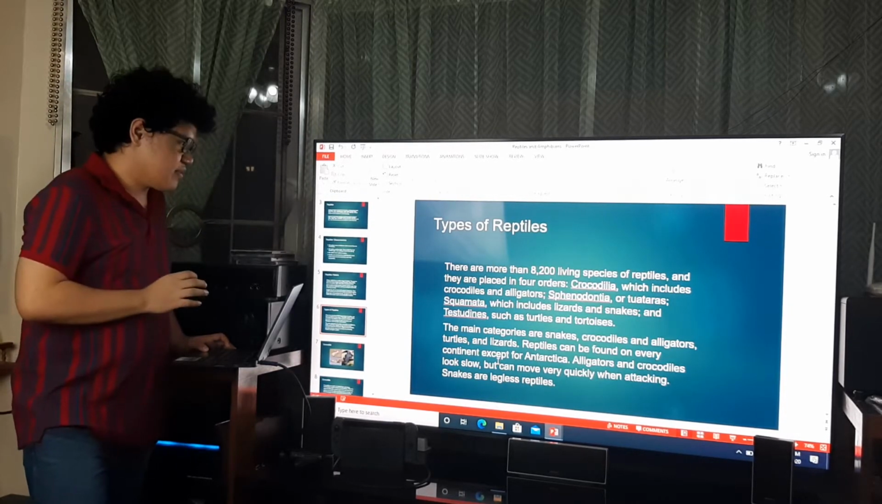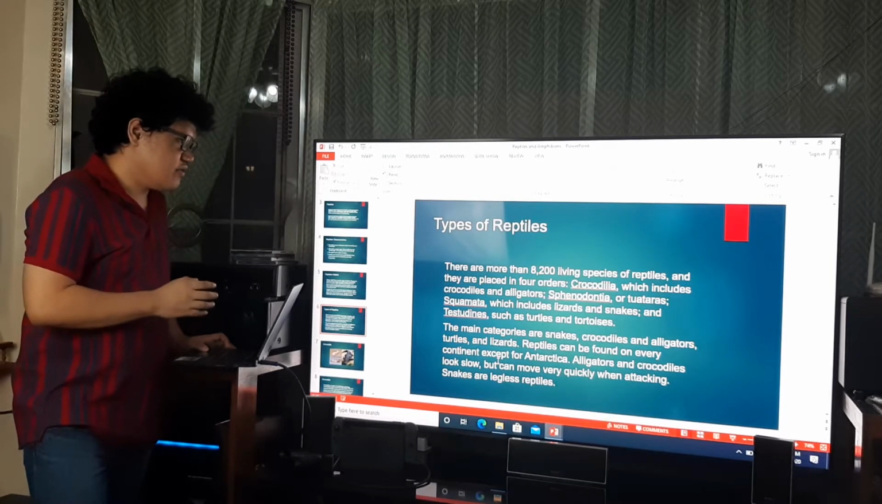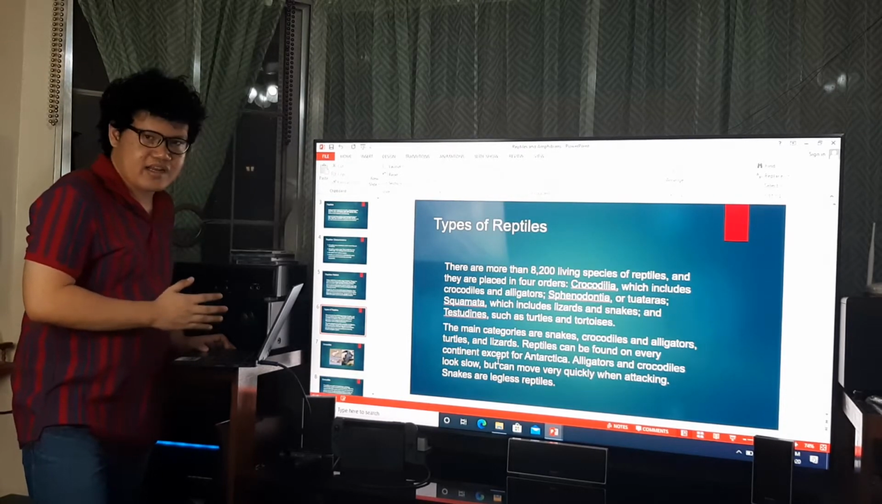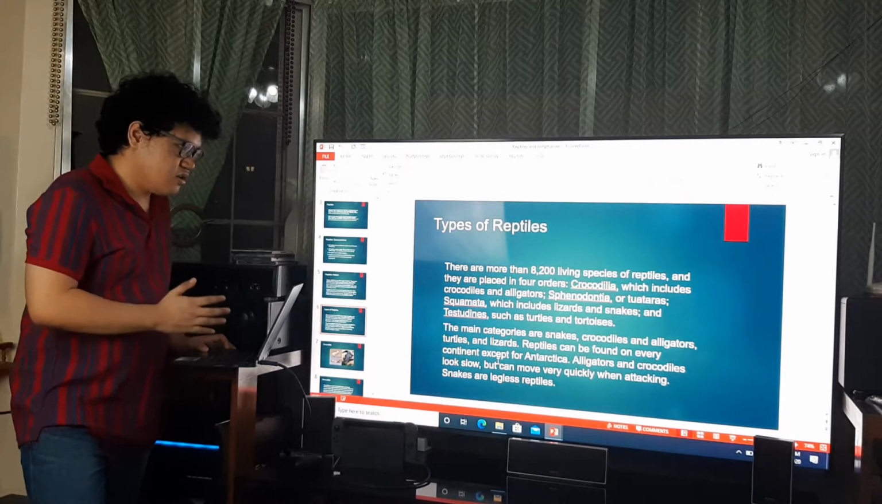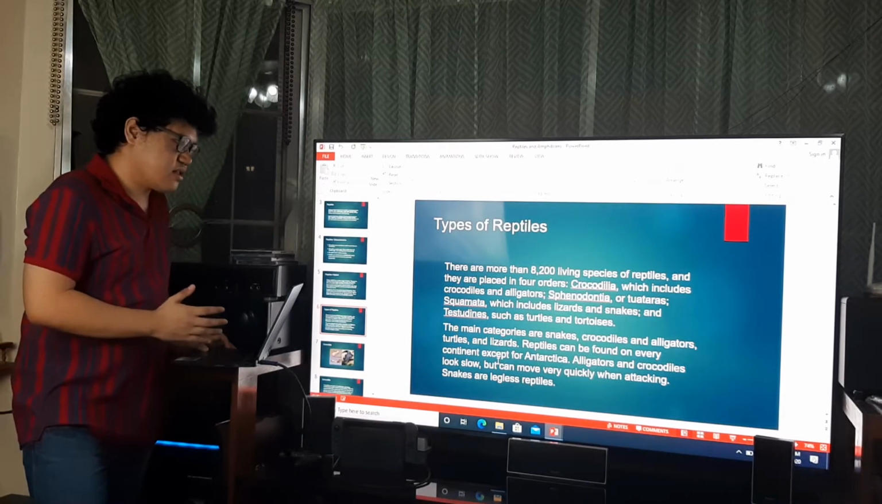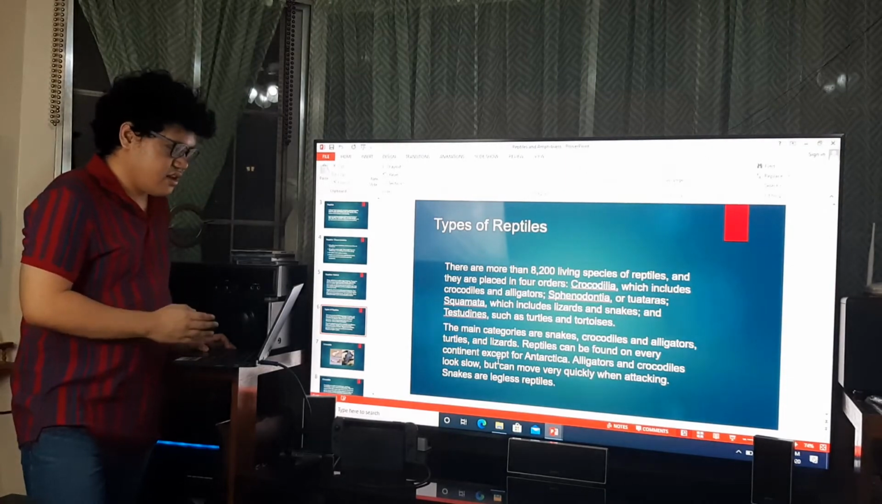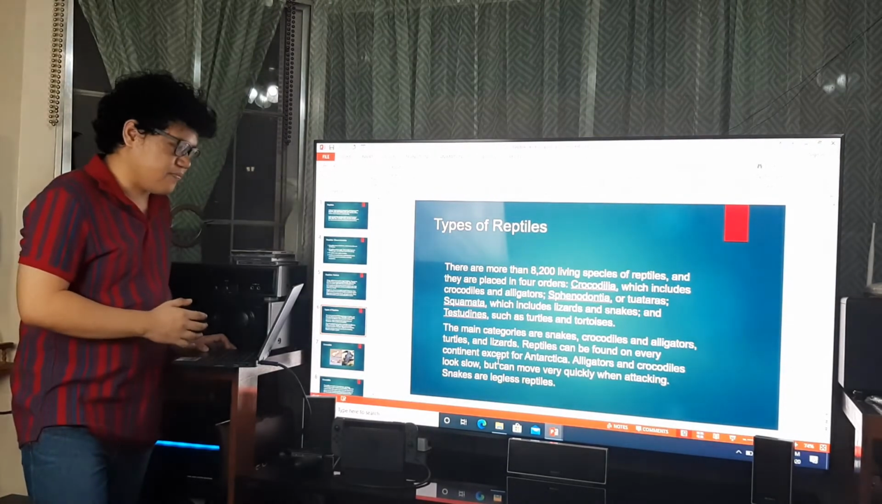Here are the types of reptiles. There are more than 8,200 living species of reptiles, and they are placed in 4 orders. The Crocodilia, which includes crocodiles and alligators, Sphenodontia or tuataras, Squamata, which include lizards and snakes, and Testudines, such as turtles and tortoises.